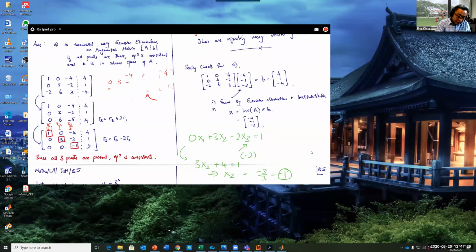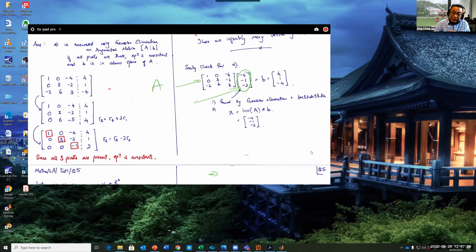and we found these 3 values. So what does this mean? We have the A, we have the X, and then when we compute this, we get the B, exactly what we want. So therefore, we can say that B can be found in the column space of A. That's one way we can say. B can be reconstructed using columns of A, which is what this person is asking for.